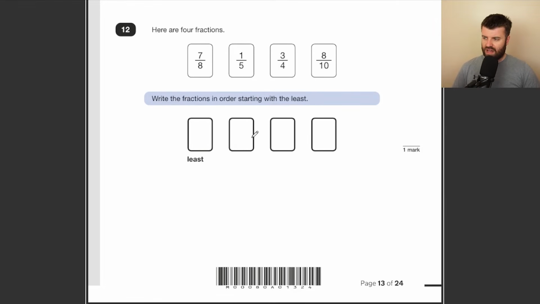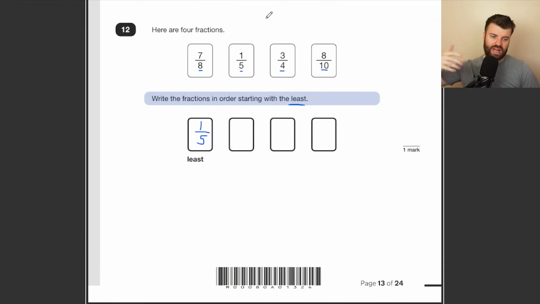Question 12. Here are 4 fractions. Write the fractions in order, starting with the least, the smallest. Interesting. Well, firstly, I can't do much at the minute. Why? Well, because they're all different denominators. 7 over 8, 1 over 5, 3 over 4, 8 over 10. However, I can nice and neatly get rid of 1 over 5 because I know that's less than a half. All the others are more than a half. 1 over 5 is way smaller than 7 over 8, 3/4 or 8 over 10.